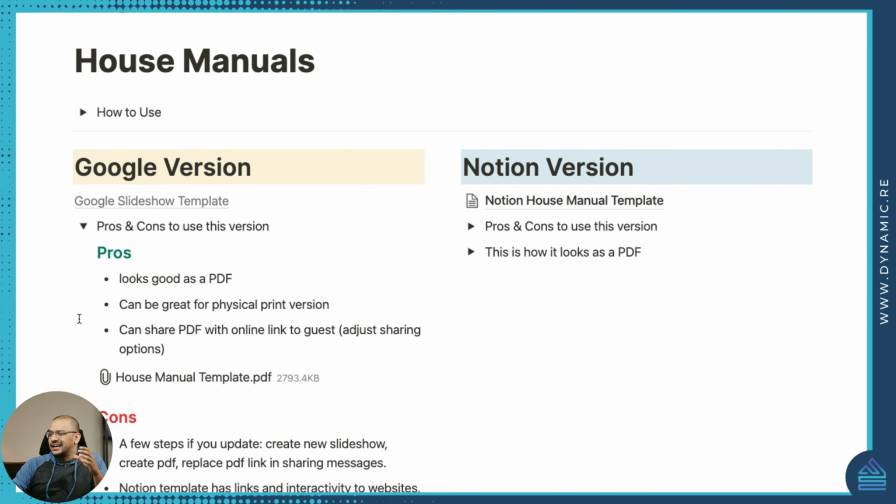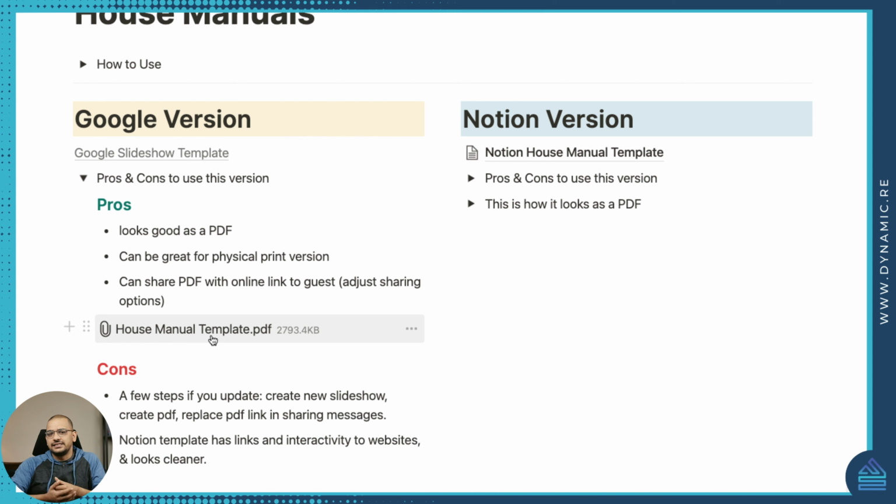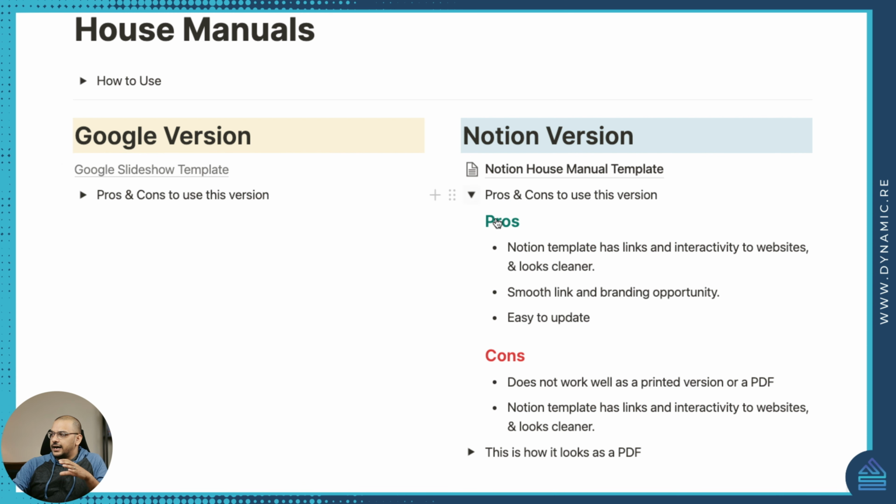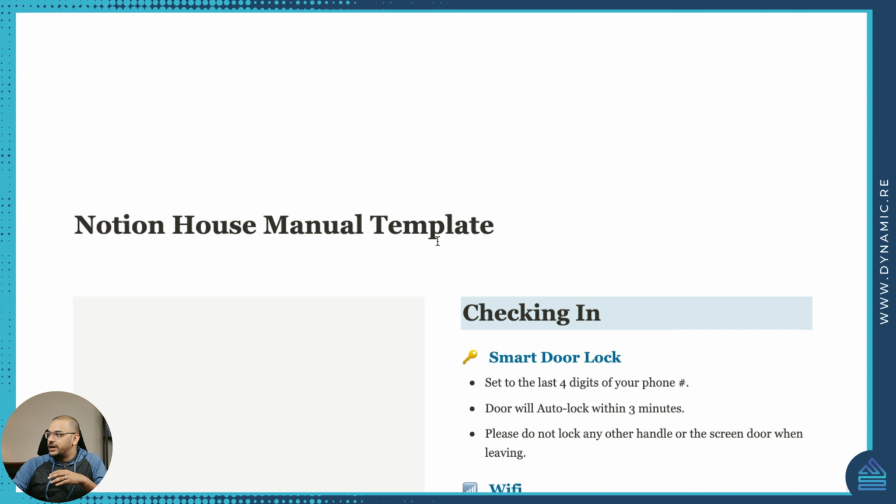So Google looks great, and it's easily printable. It's a printable version. The con is you can't really make it clickable per se, and it's not as adjustable, or you can make it and design it as clean as you want, but there are little cons there. And then Notion I particularly like because I think it's a cleaner, easier to use platform if you're sending it just as a link. However, it doesn't work well being printed. So I'll kind of show you what the Notion house manual looks like.